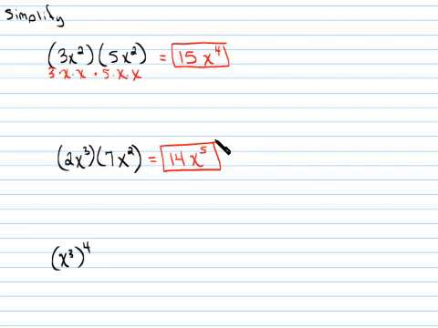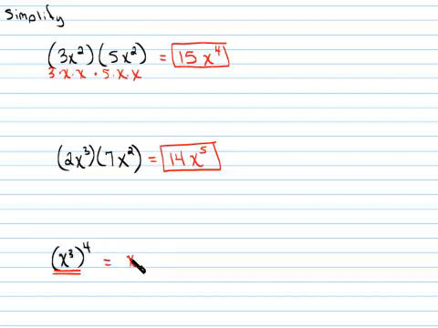Now look at the next guy. We have x to the 3rd to the 4th power. This is a little bit different than that one. X to the 3rd to the 4th power. So in this particular case, it means take x to the 3rd. That's your base. X to the 3rd is the base of the 4th power.